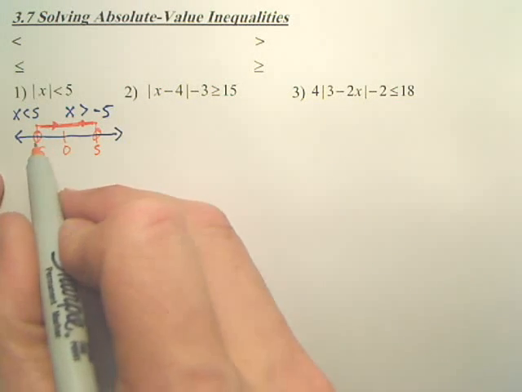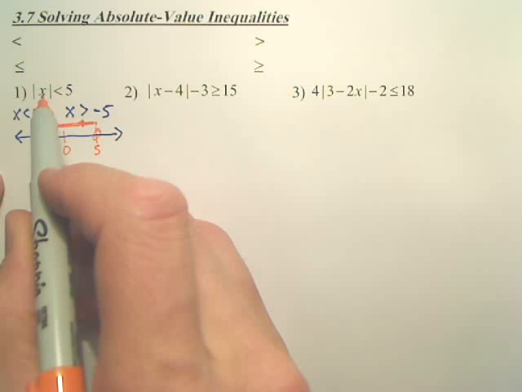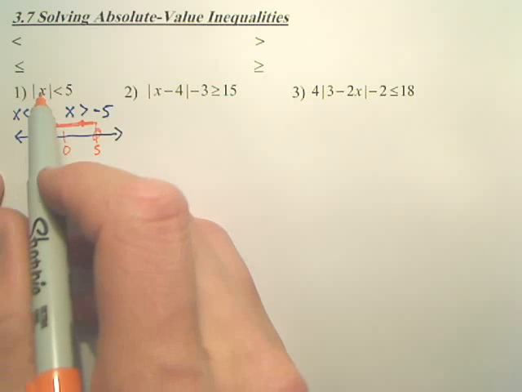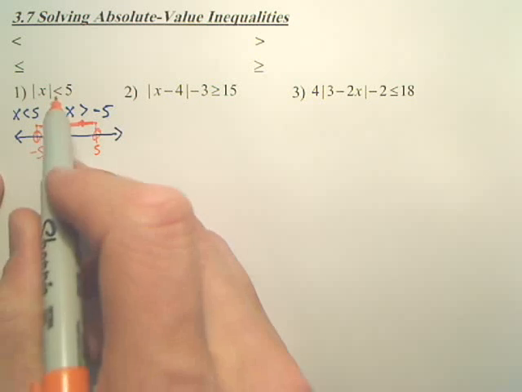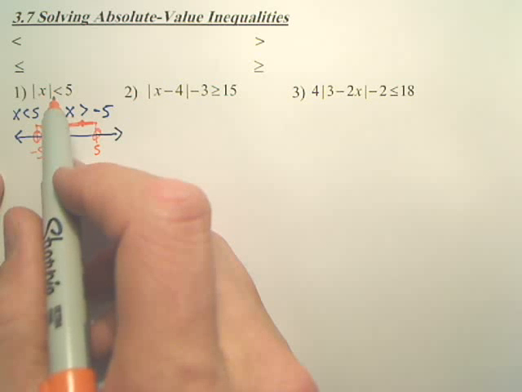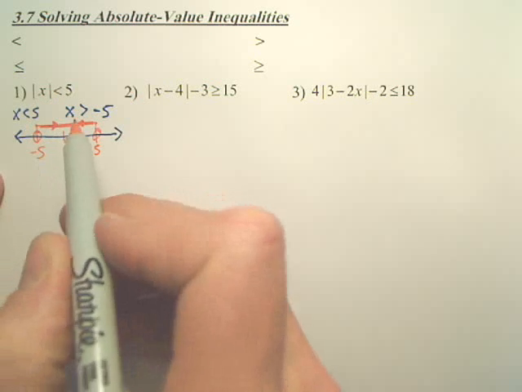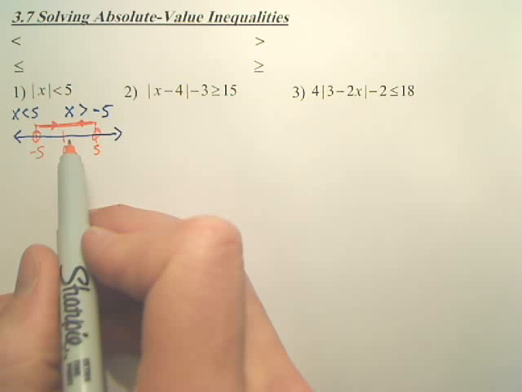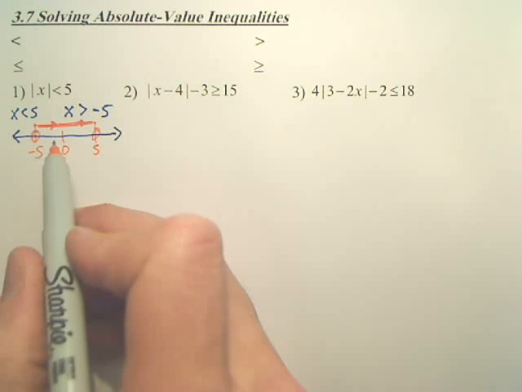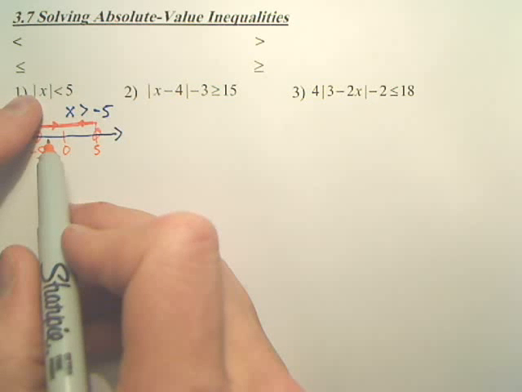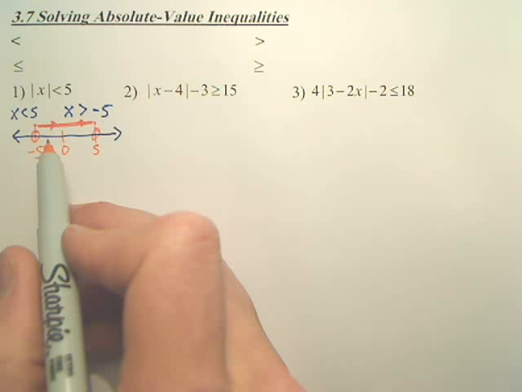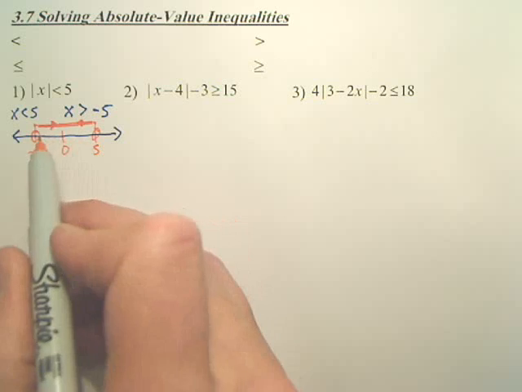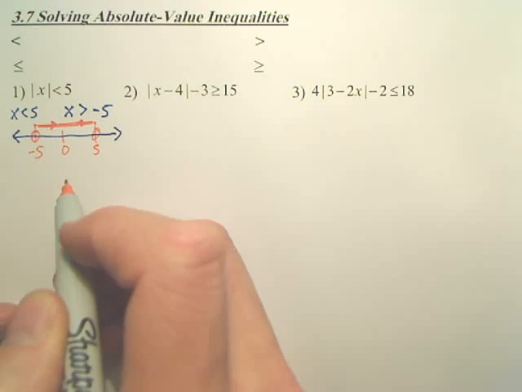Any number between negative 5 and 5 makes this true. For instance, a number between negative 5 and 5, let's say 1. Is the absolute value of 1 less than 5? Yeah. How about negative 3? Is the absolute value of negative 3 less than 5? Yeah. Yes. Anything between these two numbers is true.